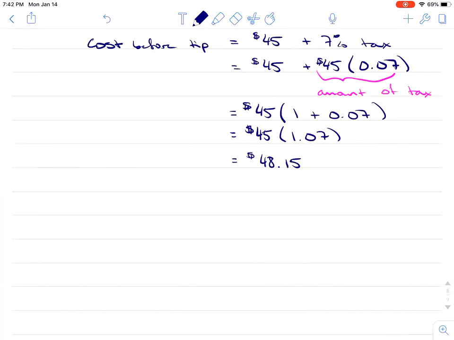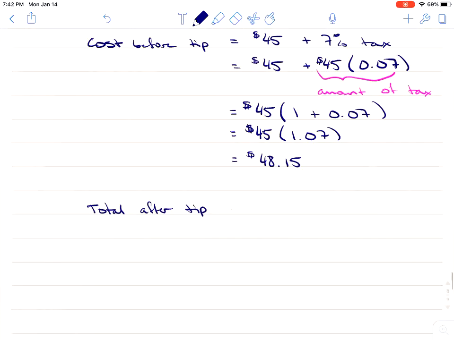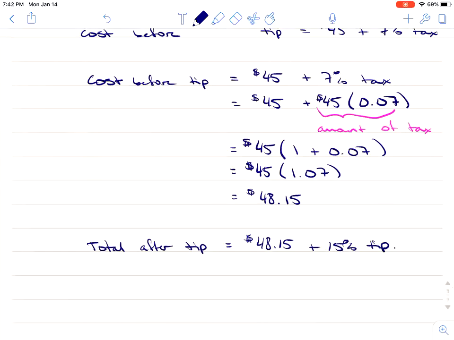So knowing that, what's the total after the tip now? So the total after tip, we're paying, let's just outline it here, $48.15 plus 15% tip. This is the same sort of equation that we had, right? But now we have this 1 point, whatever percentage we want to tack on there.